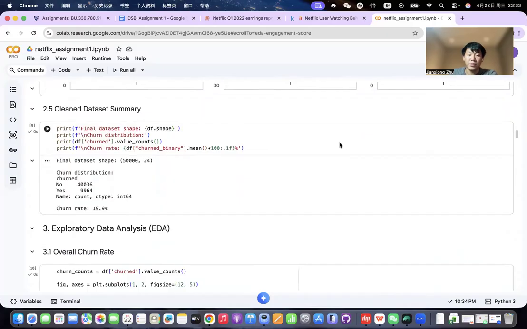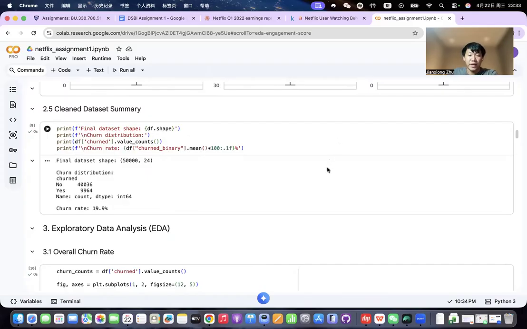And I also engineered 3 new features to enrich the analysis. Age group, which bins users into 5 demographic cohorts. Tenure group, which groups account age into 5 bands from new subscribers to long-term subscribers. And a composite engagement score, combining normalized watch time, sessions, completion rate, and recommendation click rate into a single metric.